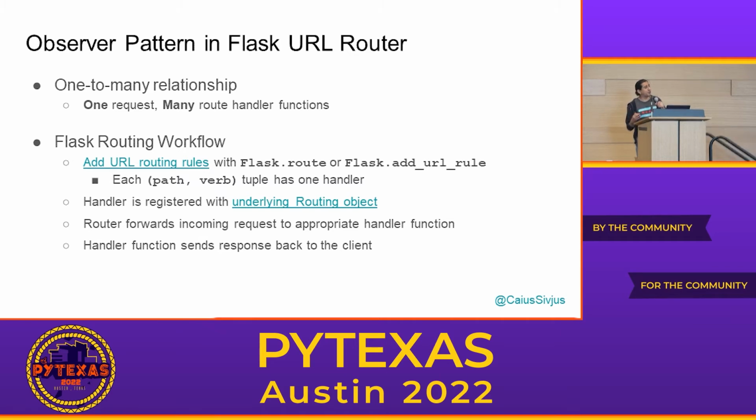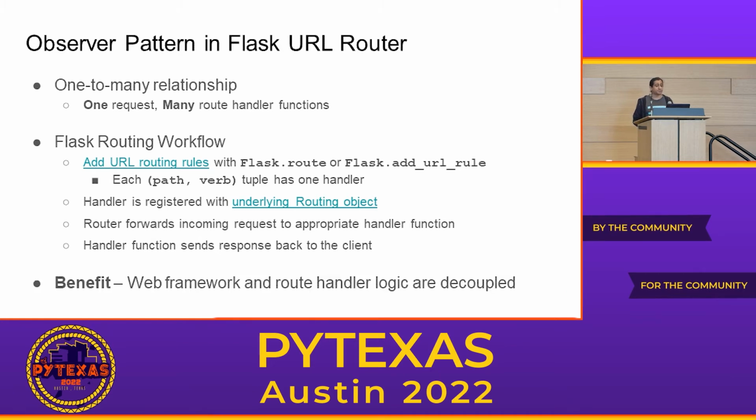And then when Flask starts, it's going to be building a routing table. And then when a request comes in, it's going to be forwarded to the appropriate function. And once that function is done, we're going to send a response back to our client. And using this pattern, it allows us to decouple our web framework logic from our route handling logic. And they allow those things to change independently. Like, we don't need to update Flask in order to build a web app.